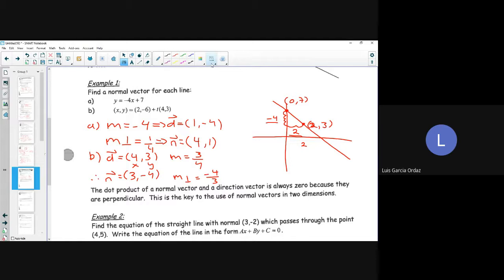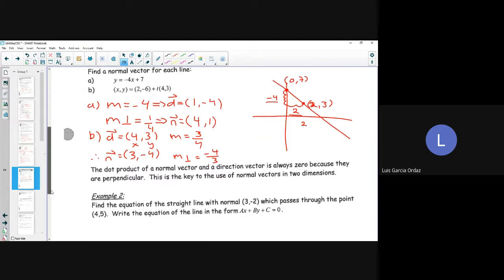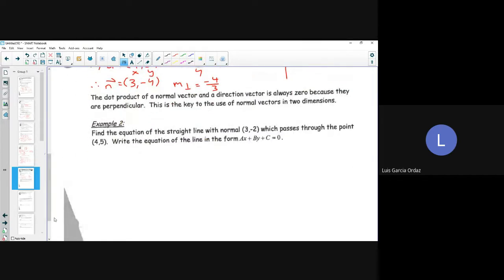So the dot product of a normal vector and a direction vector is always 0 because they are perpendicular. This is key to the use of normal vectors in 2 dimensions. So now I want to find the equation of a straight line with the normal of 3, negative 2 that passes through the point 4, 5. And I want to write this equation of the line in standard form, which is ax plus by plus c.